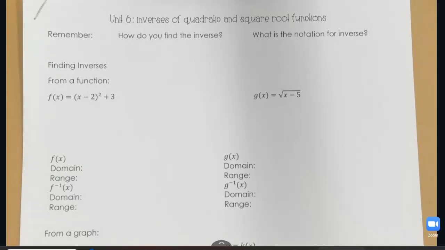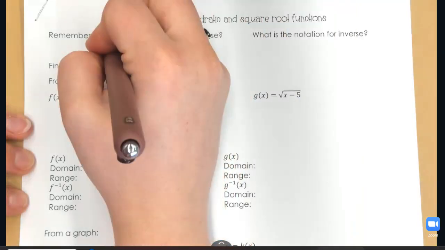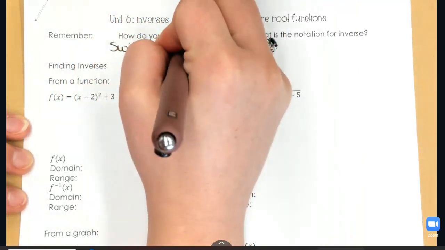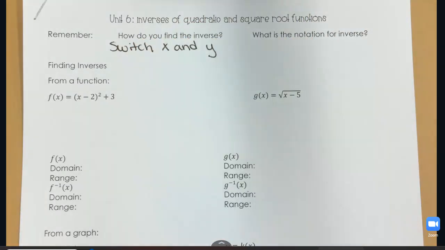It's another exciting day here in Algebra 2. Today we are going to be looking at inverses, specifically quadratics and square roots, and then later on cubic and cube roots. So starting with quadratic and square root, quick refresher, how do you find the inverse? That is by switching x and y. So we are going to do that with functions and with graphs today.